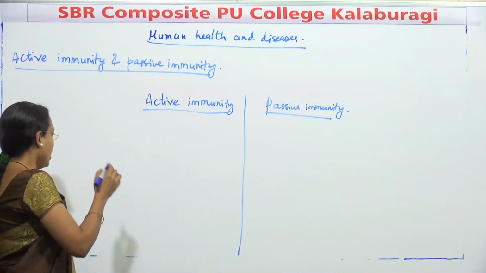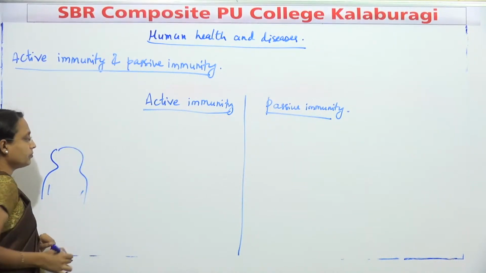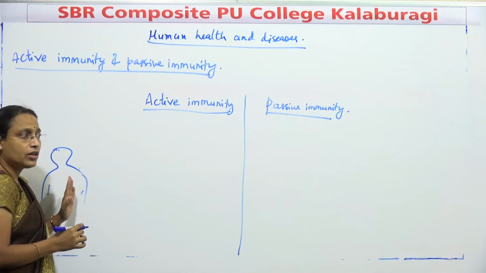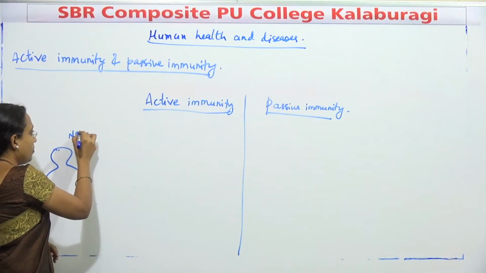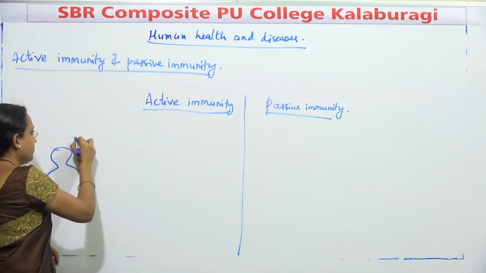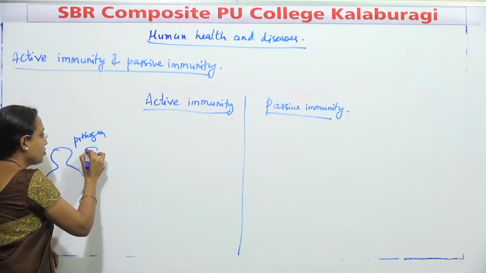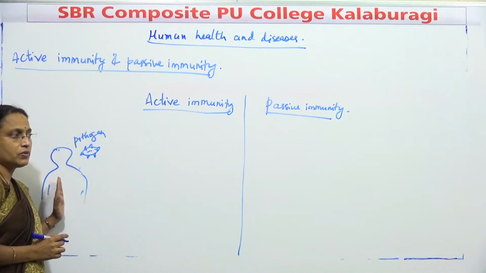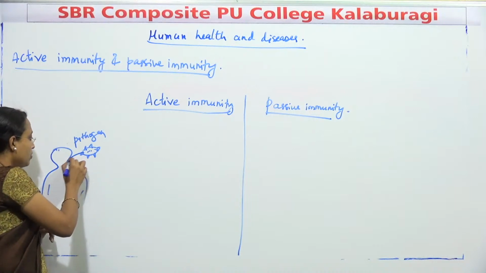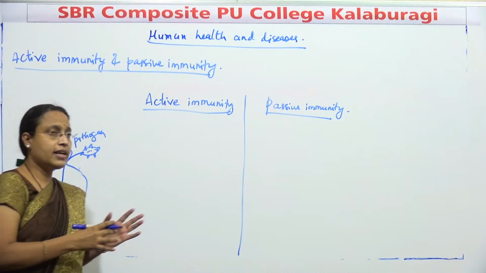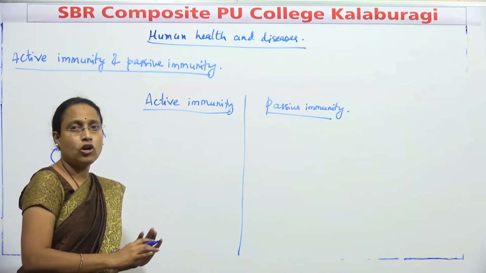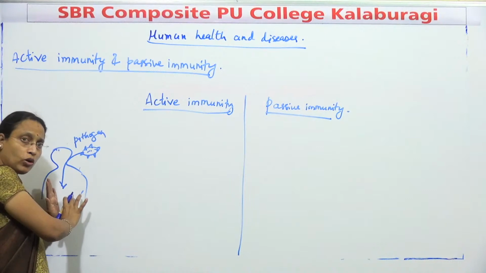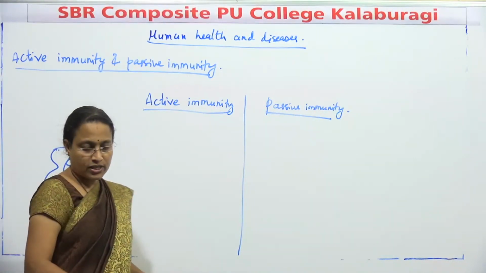Active immunity, again starting with a person, and naturally a pathogen has entered. A pathogen along with its respective antigen will enter inside the body of an individual and encounter the immune system. Once it encounters, the question here is not whether it is entering the first time or the second time. That is not the question here. The question is, when a pathogen enters, who will produce antibodies? Whether the person's own antibodies will be there or ready-made antibodies will be there.